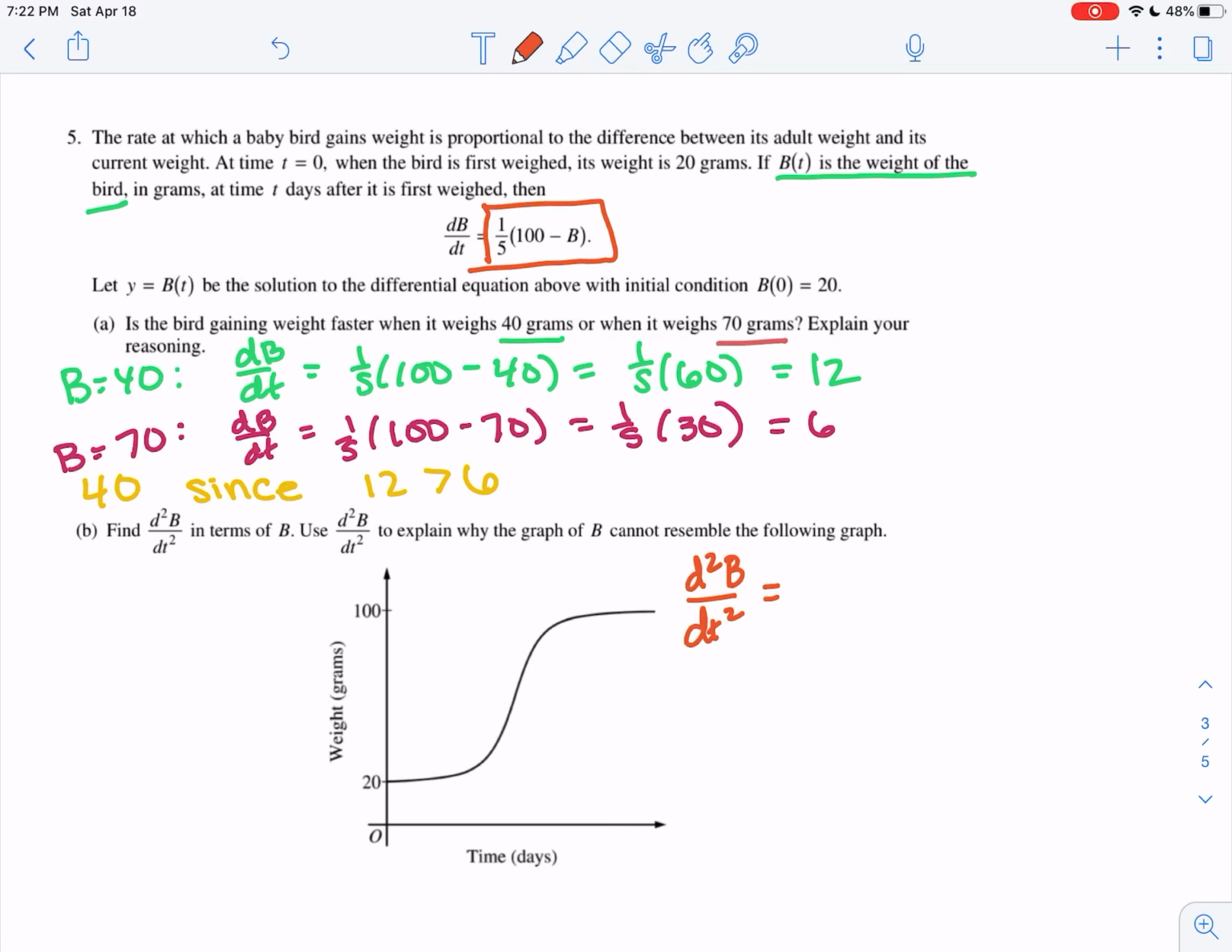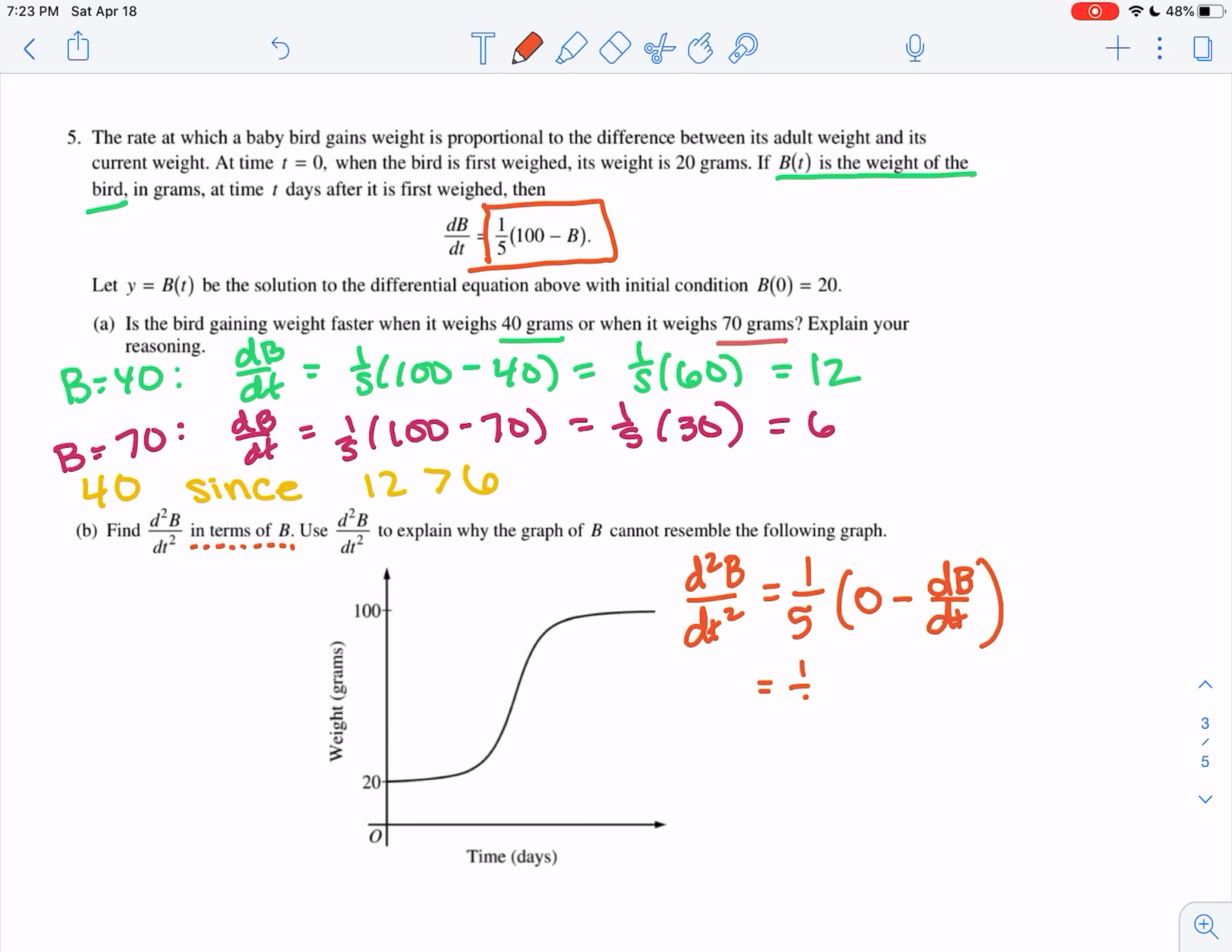So I have 1/5, that's a coefficient, it's going to come with me. Then I've got 100 minus B. Well, the derivative of 100, a constant, is 0. Then minus the derivative of B with respect to t is just going to be 1 dB/dt, right? So that's our second derivative in terms of dB/dt, but they wanted it in terms of B. I'm only allowed to have B as part of my answer, not t. So what can I do?